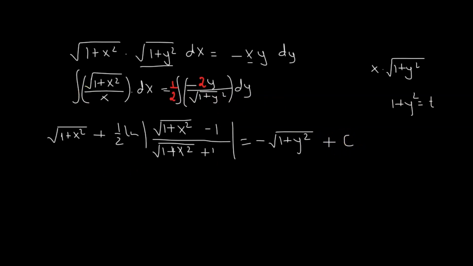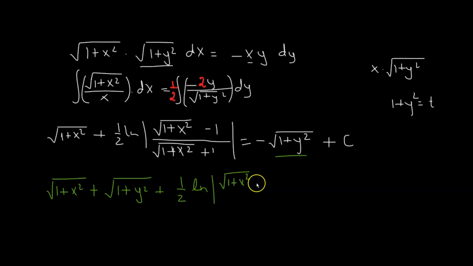So finally we should get integration as square root of 1 plus x squared, plus we'll bring this particular square root to the left hand side, plus square root of 1 plus y squared plus half times natural log of square root of 1 plus x squared minus 1 divided by square root of 1 plus x squared plus 1. And this is equals to the constant of integration, and this is going to be the required solution.